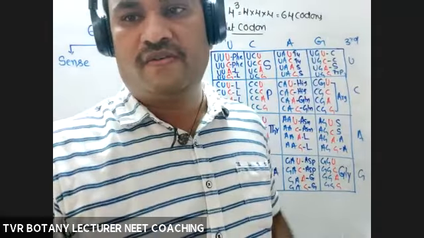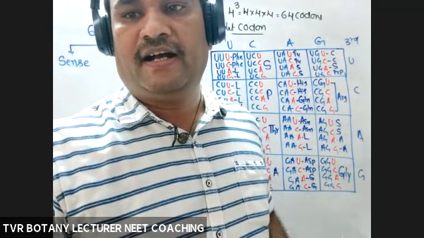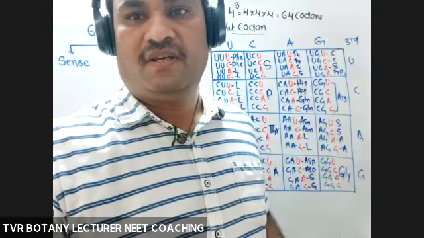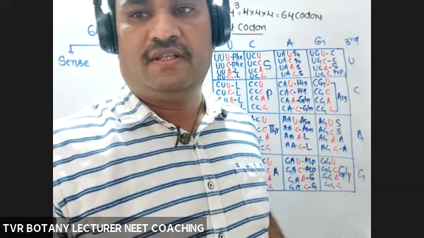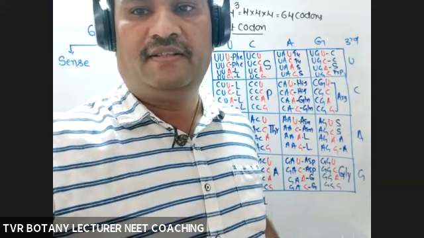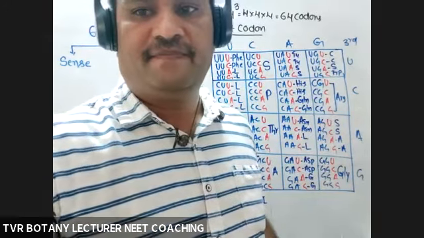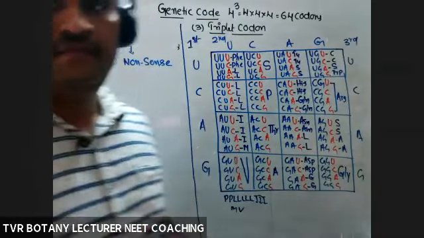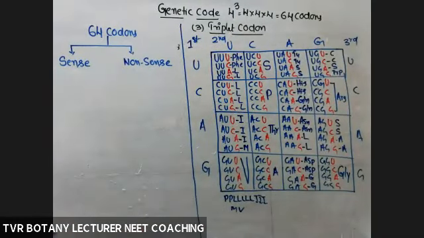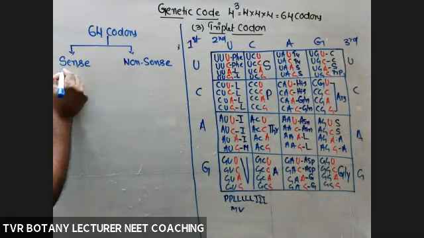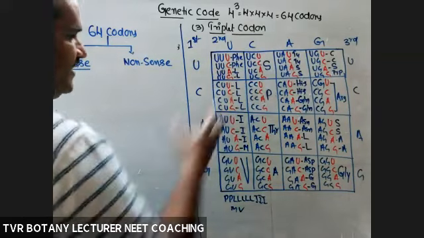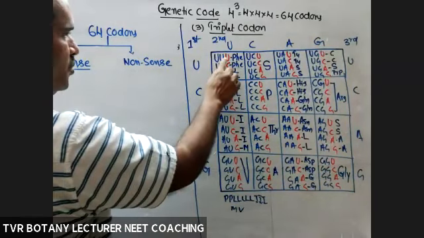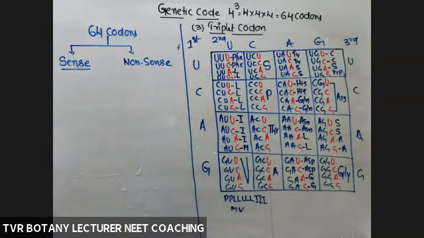Sense codon means a codon that codes for a particular amino acid. So a sense codon means a codon that codes for a concerned amino acid. So UUU means phenylalanine will be inserted in the protein.